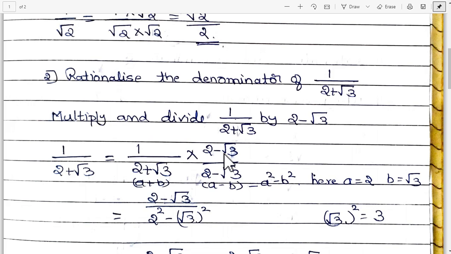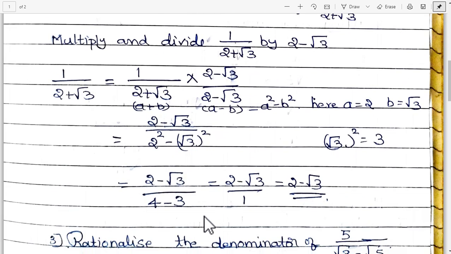So 1 into 2 minus root 3 is 2 minus root 3, divided by a square. A is 2, so 2 square minus root 3 whole square. Root 3 whole square is equal to 3. If you square any square root number, the square root will go and the number will remain. Square and square root get cancelled and the number will remain. So 2 minus root 3 in the numerator as it is, and 2 square is 4 minus 3, this gets cancelled and 3 will remain. So 2 minus root 3 divided by 1.